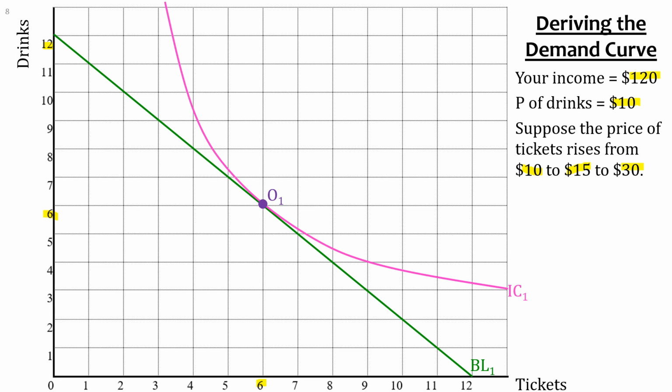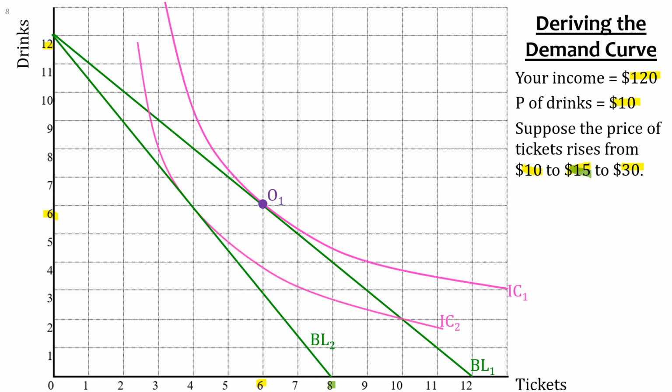Now, if you divide 120 by 15, what you get is 8. That's the new intercept here, and that's your new budget line, budget line 2. Again, we want to find the new optimal point, so you have to draw a new indifference curve. Notice that the indifference curve now is lower because the price is higher, so the person can't afford as many as before. Let's say the point is somewhere there where the lines are barely touching. That's O2.